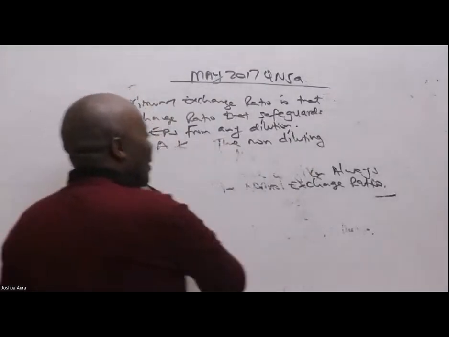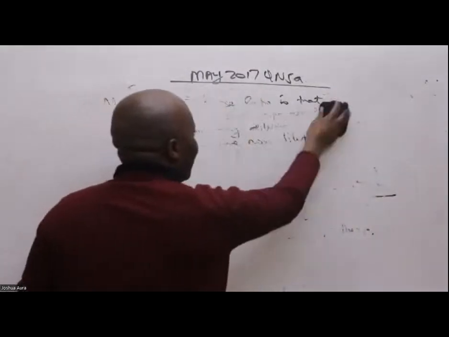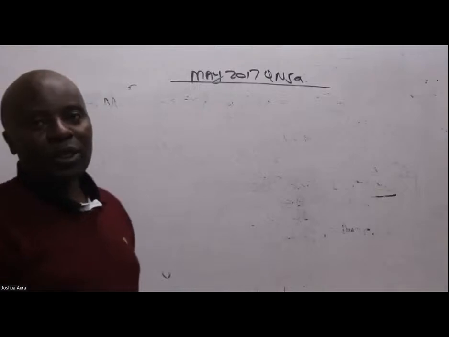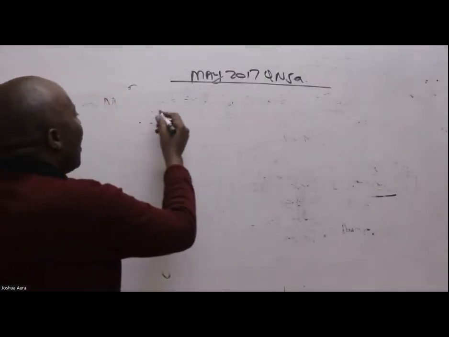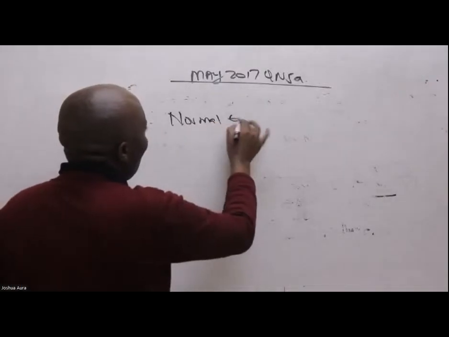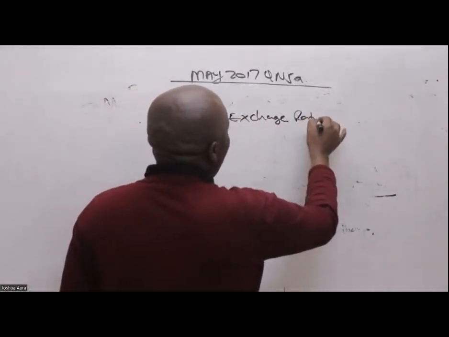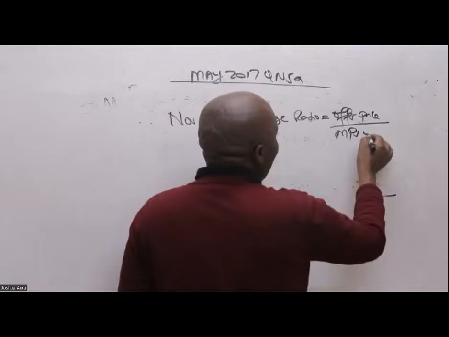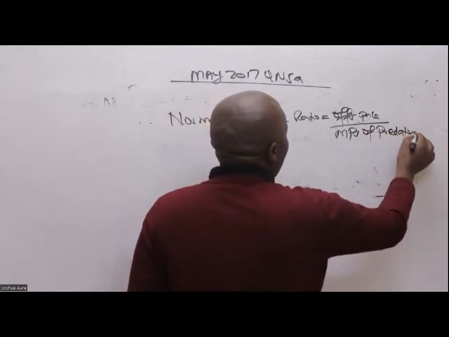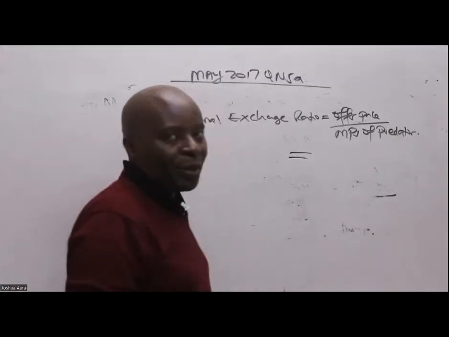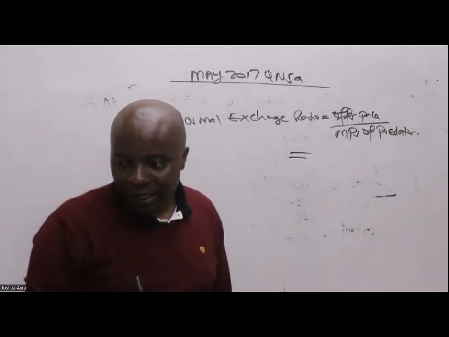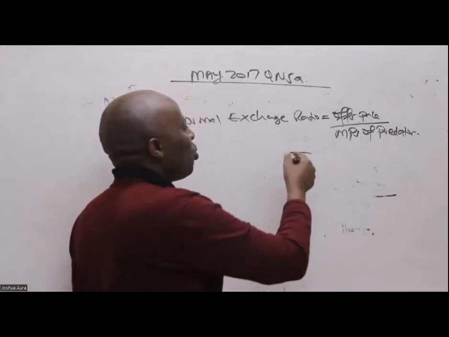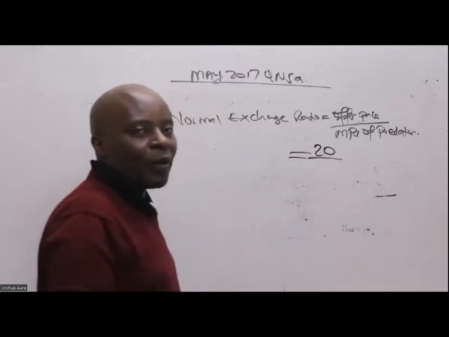Great. So in this question, an offer price of Kenya shillings 20 is given. And therefore, our normal exchange ratio will be the offer price over the MPS of the predator. So the price which has been offered there is 20.